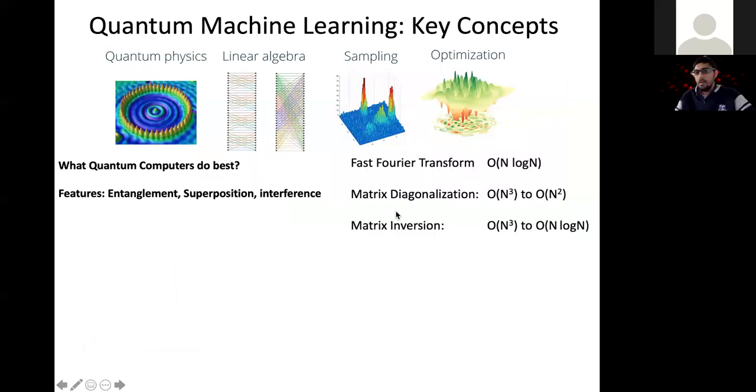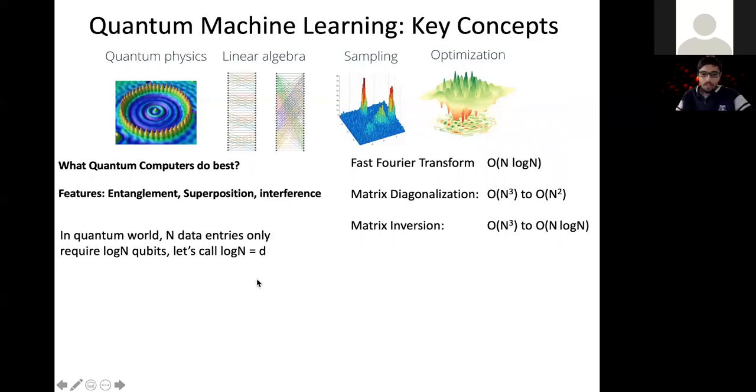For example, many of the optimization tasks are dependent on linear algebra operations, right? So they are dependent on fast Fourier transform, matrix diagonalization, matrix inversion. These classical algorithms are very inefficient. As you can see, their scaling is order n log n, order n cubed. So they are very inefficient, and when the matrix size or the size of the problem becomes very large, they become very inefficient on the classical machine.